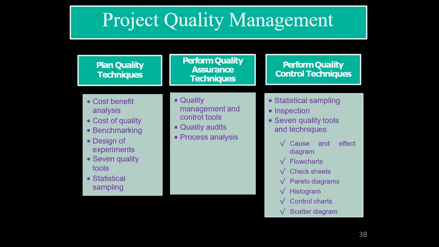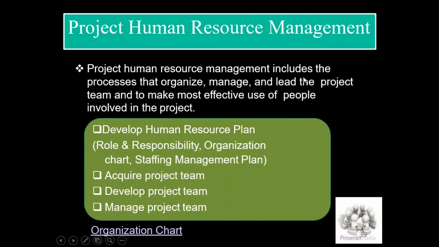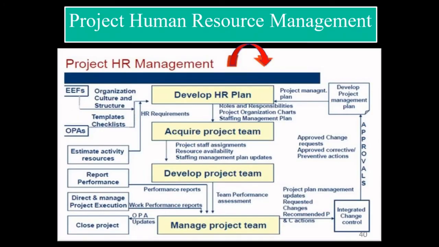So in quality management, we are going to plan quality techniques, perform quality assurance techniques, and perform quality control techniques. Project human resource management includes the processes that organize, manage, and lead the project team, to make the most effective use of the people involved in the project. So it is going to develop the human resource plan, acquire the project team, develop the project team, and manage the project team.